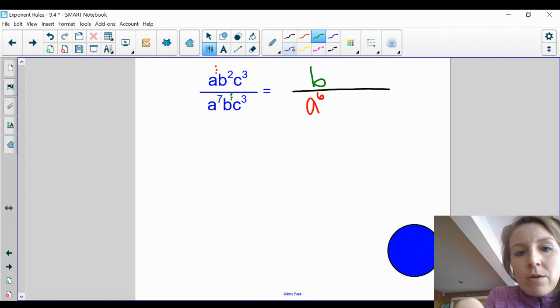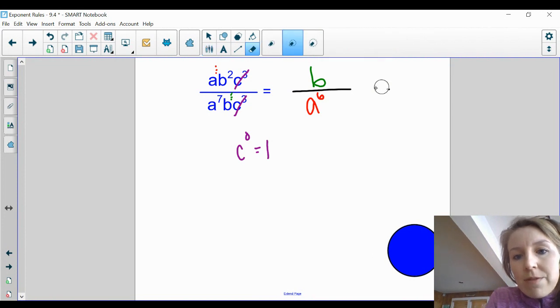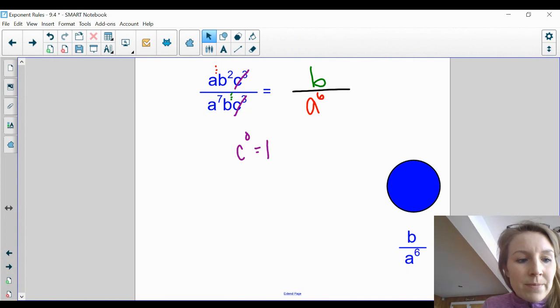And then here, we know that c to the 3rd and c to the 3rd are actually going to cancel out. Because if I end up with c to the 3rd divided by c to the 3rd, that's the same as c to the 0, which we have learned is 1. And I don't need to actually write the 1. So your answer becomes this.